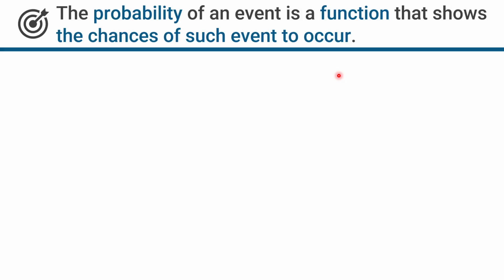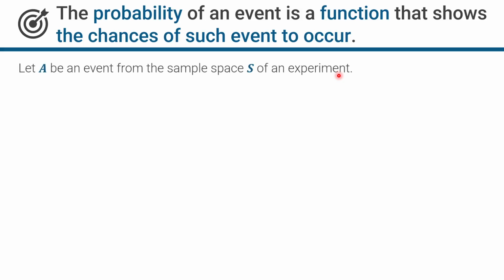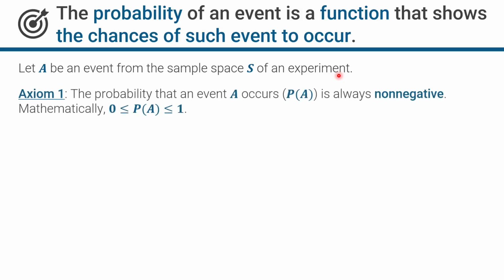Now we're going to formally describe probability. The probability of an event is a function that shows the chances of such an event to occur. Let A be an event from the sample space S of an experiment. The first rule is that the probability of event A occurring, or P of A, is always non-negative, mathematically always between 0 and 1. Do not forget this.